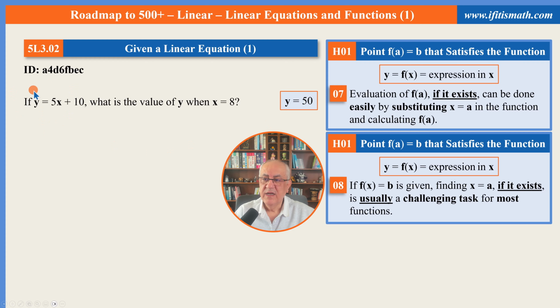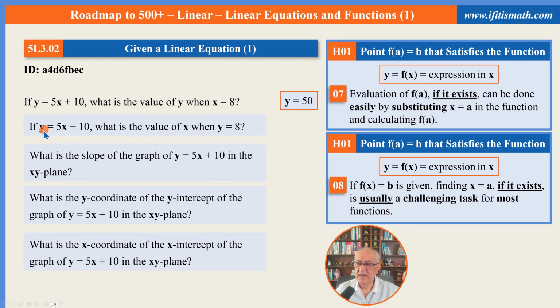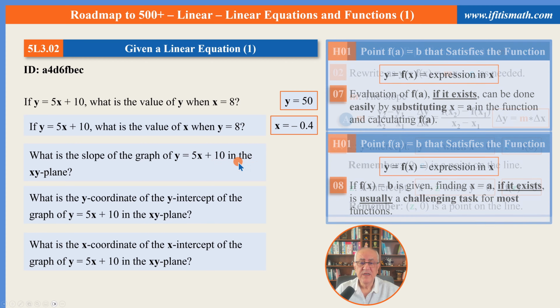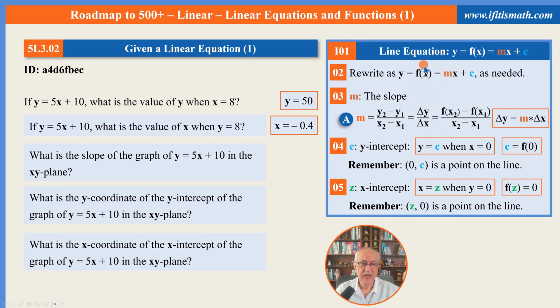Also, I'm going to use this equation to solve a few problems. Here, if I give you y, what is x? Very easy. Put y = 8, take 10 to the other side, divide everything by 5, and you end up with this result. Here, what's the slope of the graph of y = 5x + 10? Once again, we use the same rules we have here, y = mx + c. m is the slope, so m = 5 here. And the y-intercept is 10, the value of y when x = 0. Or if you like, substitute x = 0 and you end up with the same result.